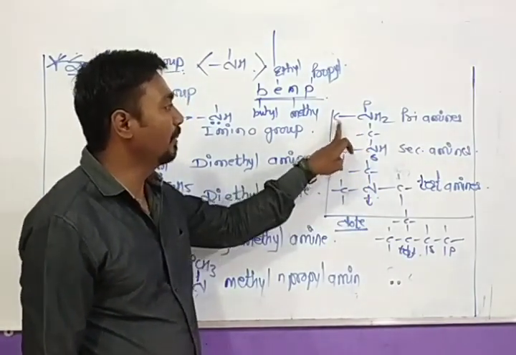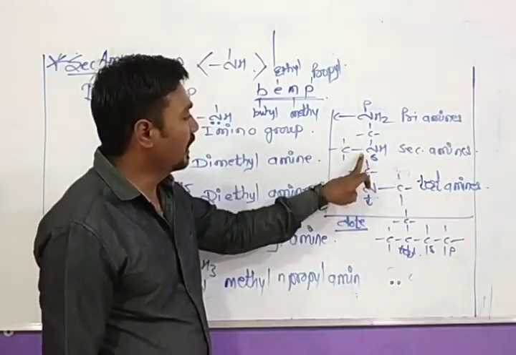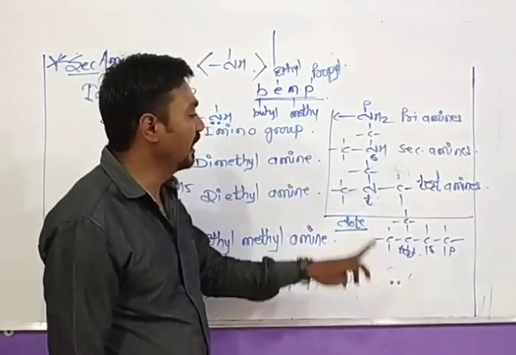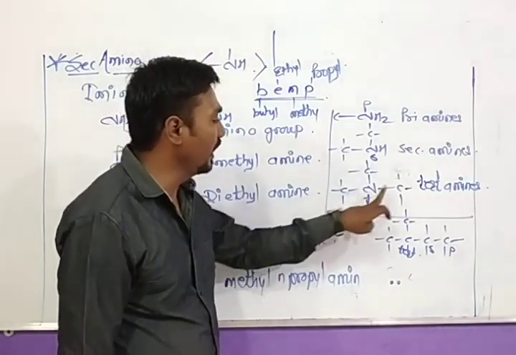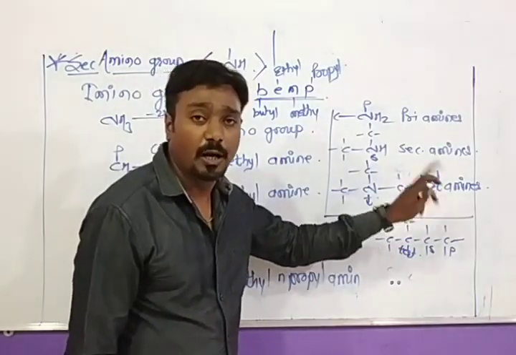Nitrogen attached to one carbon, then it is a primary amine. Nitrogen attached to two carbon atoms, then it is a secondary amine. If nitrogen is attached to three carbon atoms, it will be a tertiary amine.